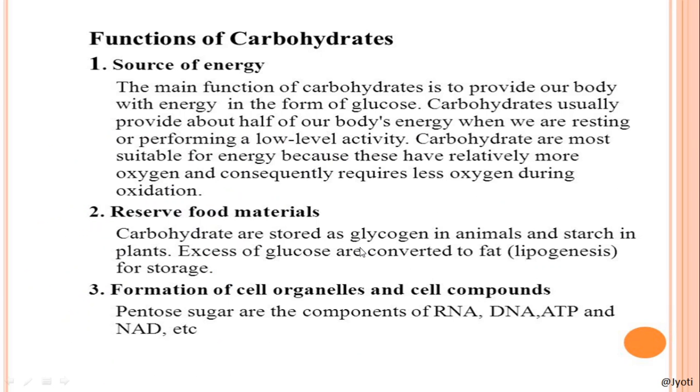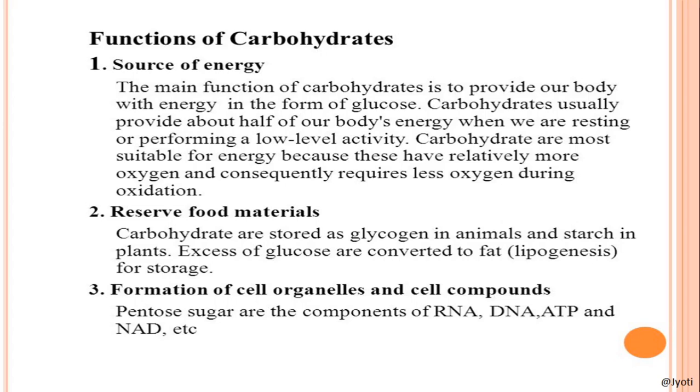Now let us discuss some of the functions of carbohydrate. It is the main source of energy. I have already told you that whatever may be the form of carbohydrate, it is ultimately broken down into glucose. Then the glucose is oxidized to release energy, and that energy is trapped in the form of ATP, and then these ATP are utilized by our cells or body organs whenever necessary.